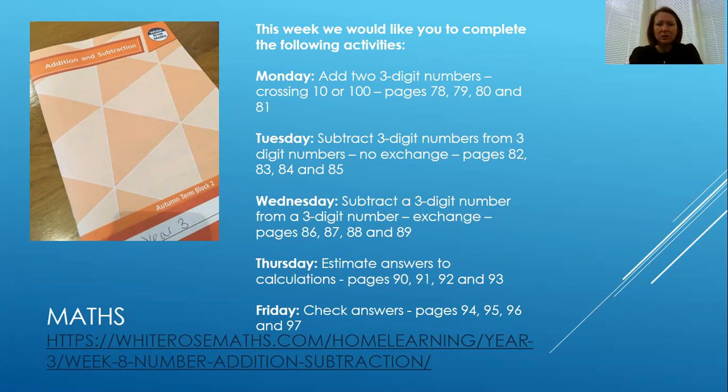So we've got estimating our answers. Estimating means having a good, sensible guess at what the answer might be. And in order to do that, you're going to need to round numbers to the nearest 10 or 100. I'm going to come on to that bit in a moment. And then on Friday, we're going to look at how we check our answers. So we're going to be using the inverse, the opposite, to check answers, and you're going to be being the teacher and marking some of the work.